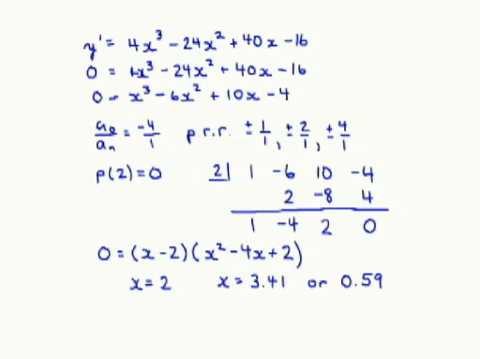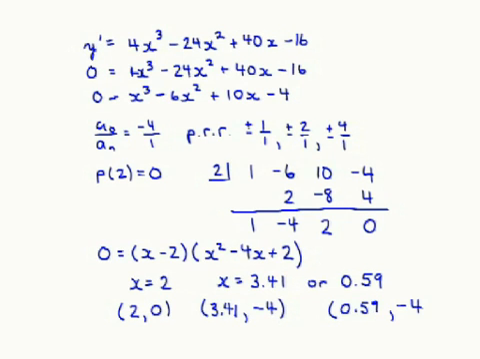And we find that when x is equal to 2, y is equal to 0. So actually that particular extrema is not only an extrema, but it's also one of the x-intercepts for the function. When x is equal to 3.41, my corresponding y is negative 4. When my x value is 0.59, my corresponding y coordinate is negative 4 also.